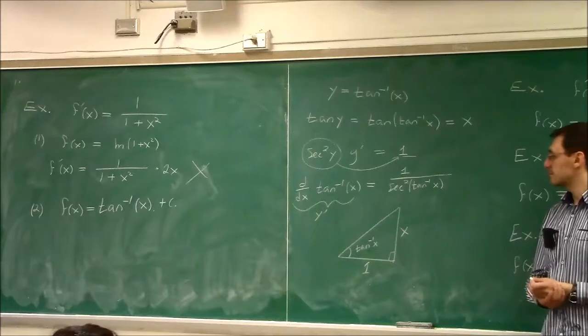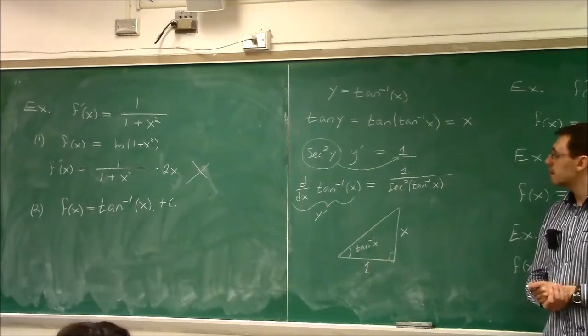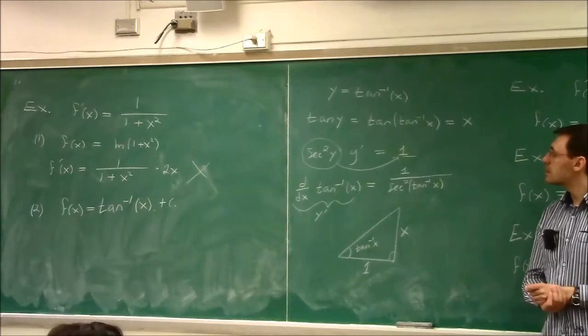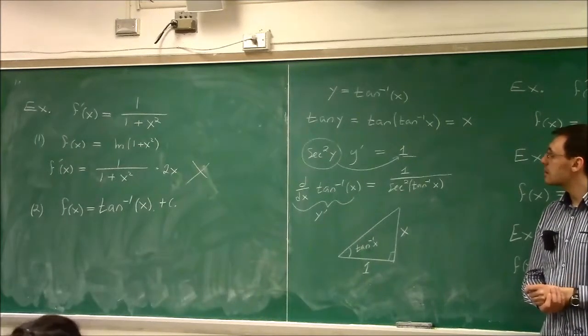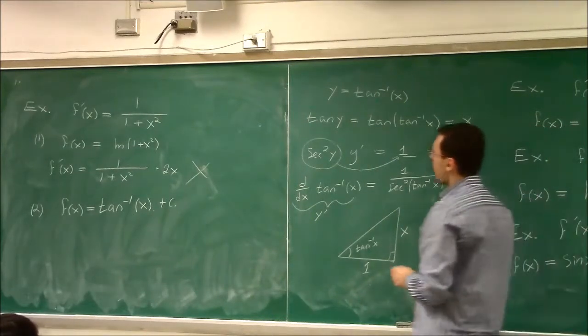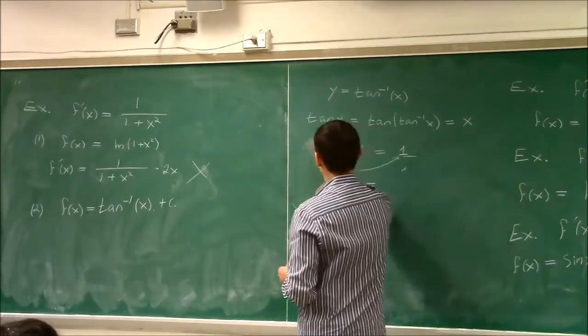You plugged in y prime for tan x, and the inverse of tan x. Right. But isn't it y? How do you plug in y prime when it's not y? Because you wrote y is equal to inverse tan x. All right, let me go through it again, slower.